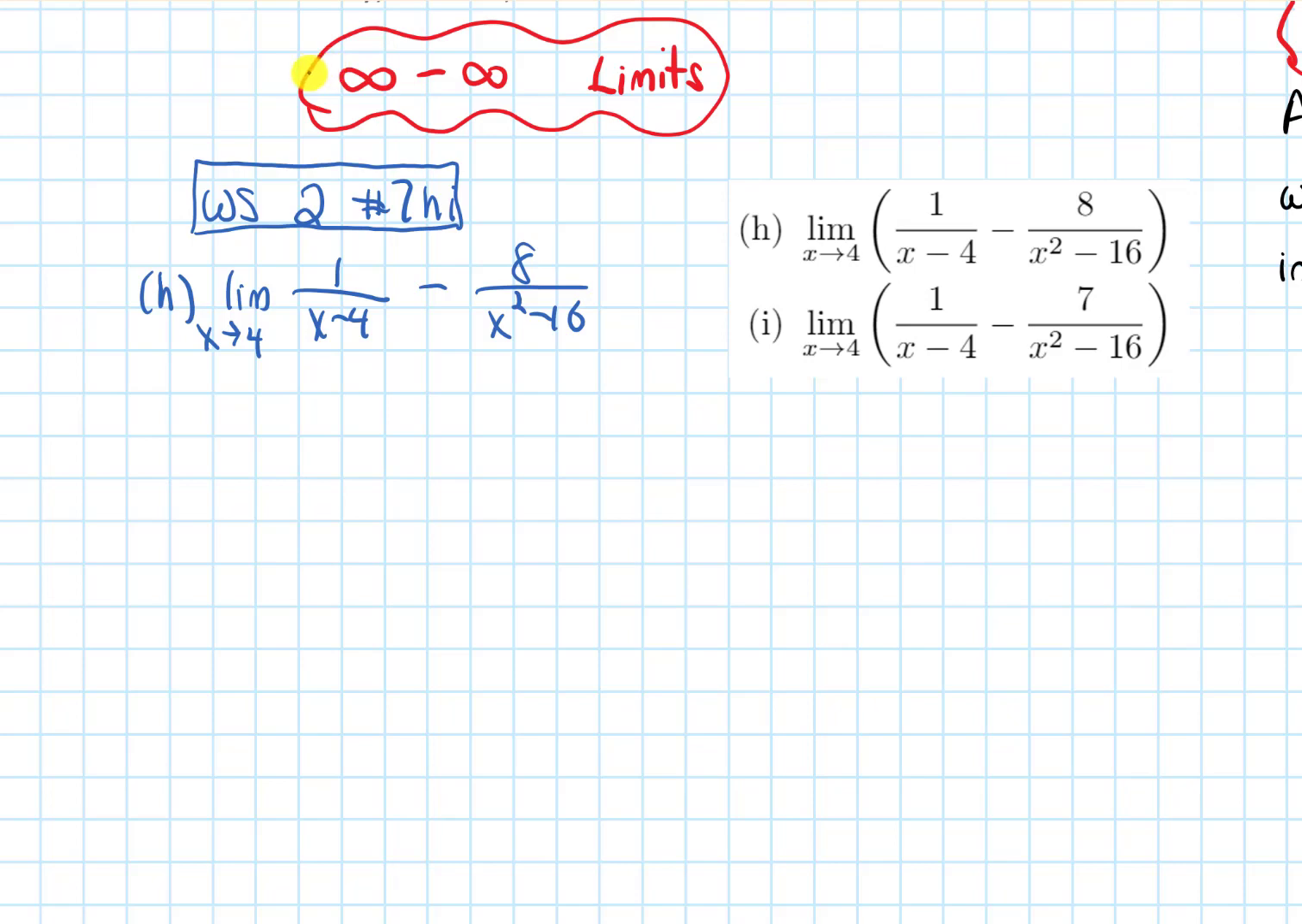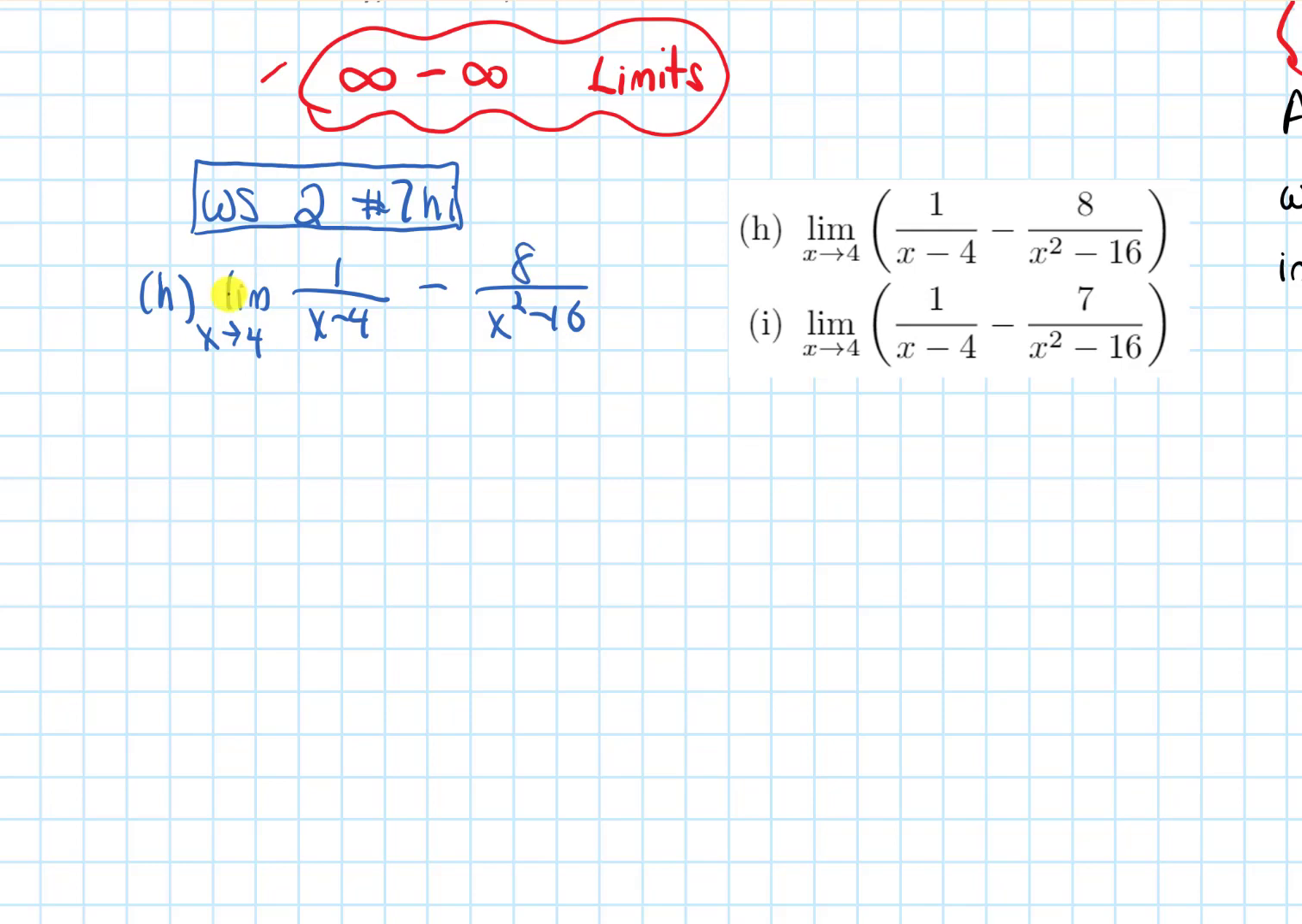In this discussion video, we will do some infinity minus infinity limit examples. So I want to look at question number 7, parts H and I from worksheet 2, and I've copied those problems here. I want to look at part H first, and let's start this question together, and then as we make a little bit of progress with it, I'll give you a chance to try it on your own.